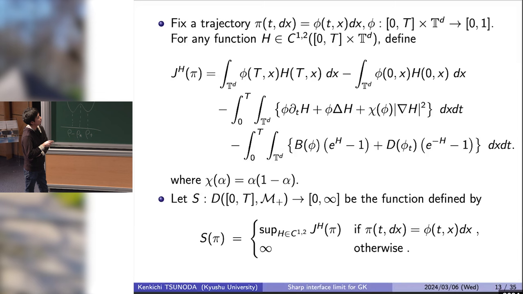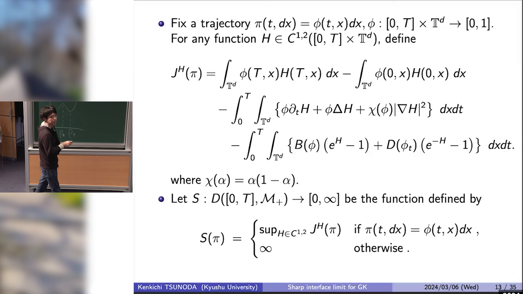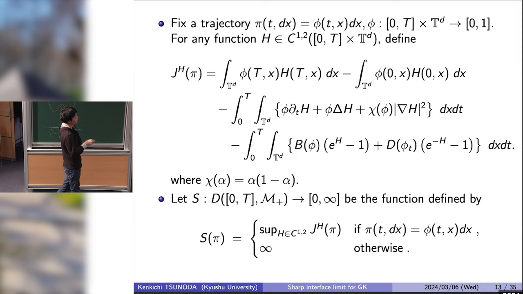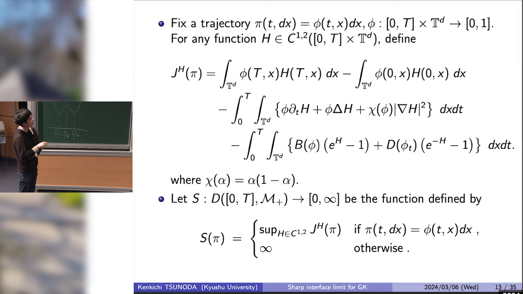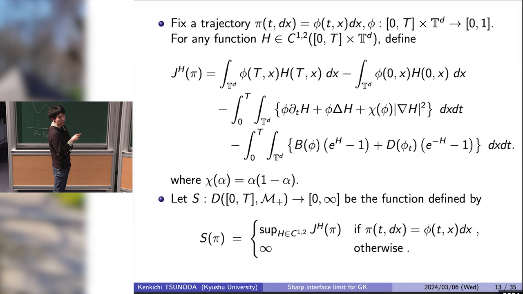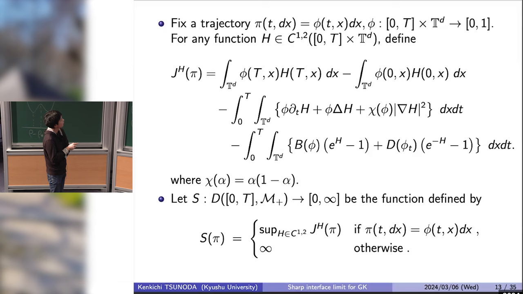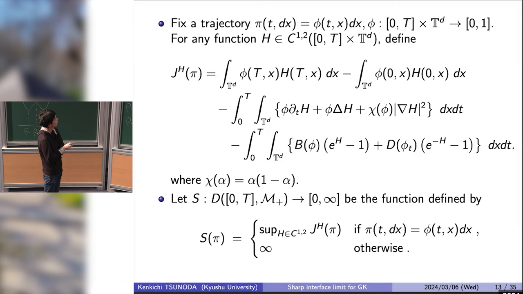So the important thing is that we take a supremum in the test functions. And S is a large deviation rate functional corresponding to the previous law of large numbers. Let us take the variation of this function. Here you can see the weak form of the heat equation. If we integrate by parts, then this becomes minus del t phi, and it becomes Laplacian phi. So it's nothing but the weak form of the heat equation.